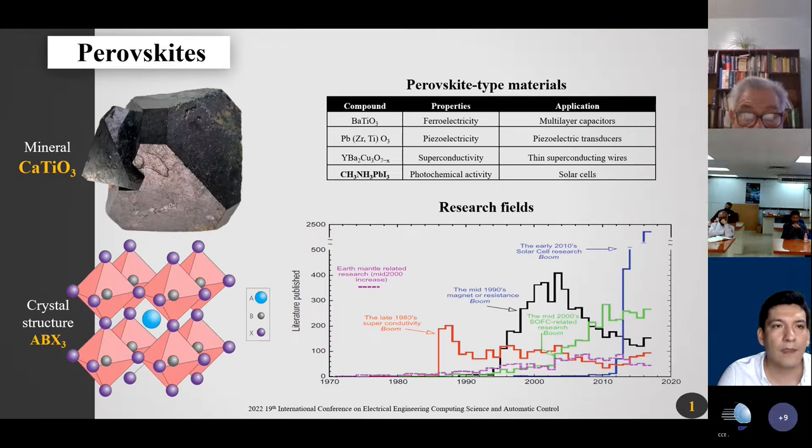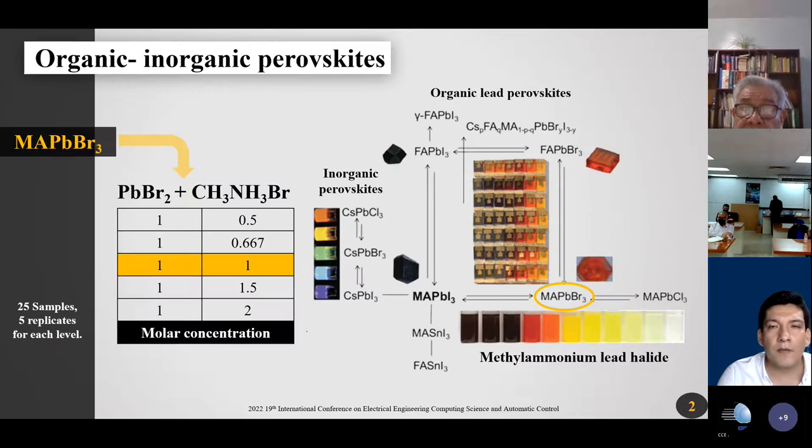Introduction. The original perovskite material was calcium titanate mineral. This mineral has a characteristic structure ABX3. By modifying its components, different perovskite type materials have been obtained with different properties and applications, as you can see in this table. On the other hand, the most recent boom about some hybrid perovskites refers to the potential that they have for application in solar cells and also light emitting diodes, LEDs. Organic and inorganic perovskites are used for this application. As you can see, there are different combinations for this class of perovskites.